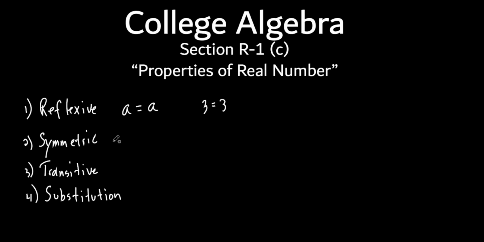Symmetric property says this. It says if A equals B, then B equals A. All right? So if something is symmetric, like if you look at a picture, if you put a line right down the middle, all the stuff on the left looks just like the stuff on the right. Okay, that's kind of what that is. So that's what the symmetric property is.